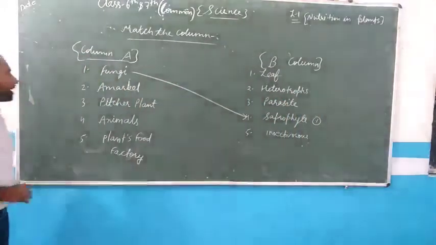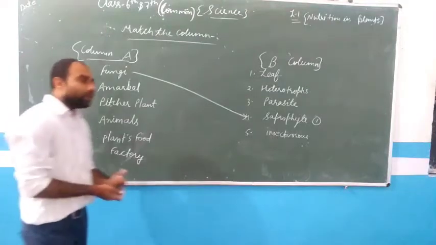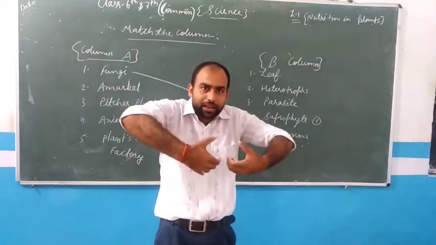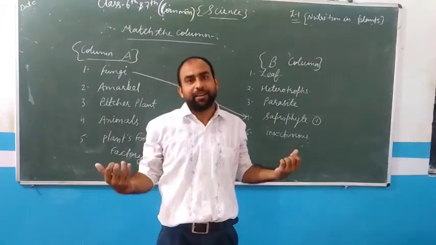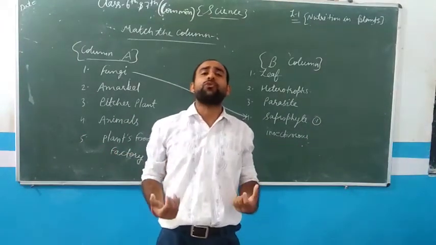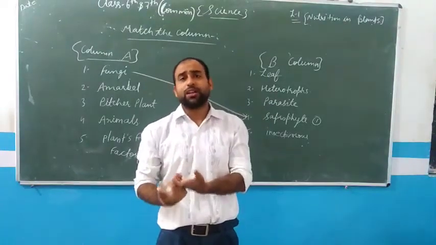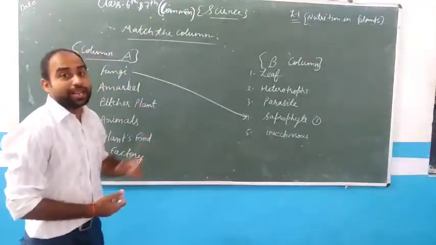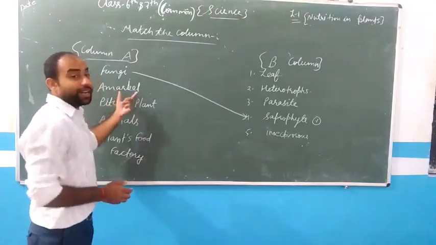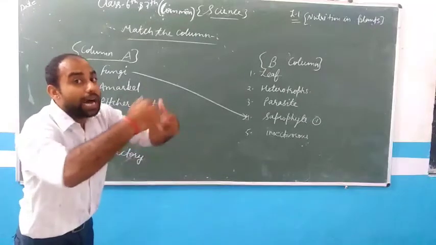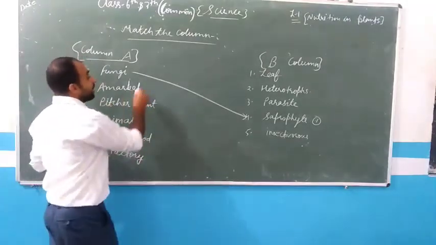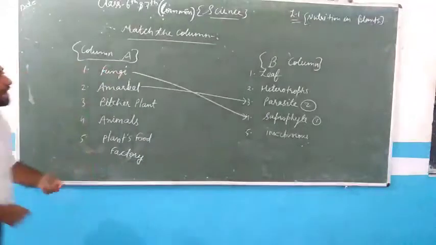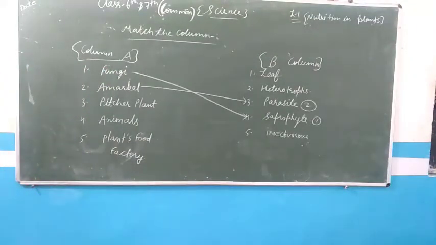After that, the second one is amarvel. You know amarvel, which wraps around any plant and absorbs all the nutrition from that plant. That plant gets dried because all the food prepared by it and all the water absorbed by it is used up by the amarvel. So amarvel takes its food from other plants. It means it is parasitic in nature. So the second one we can match with parasite.